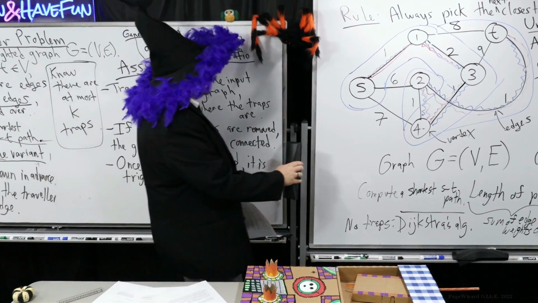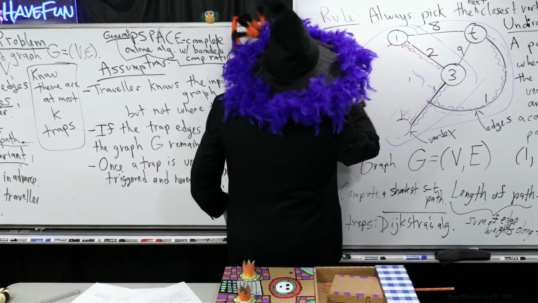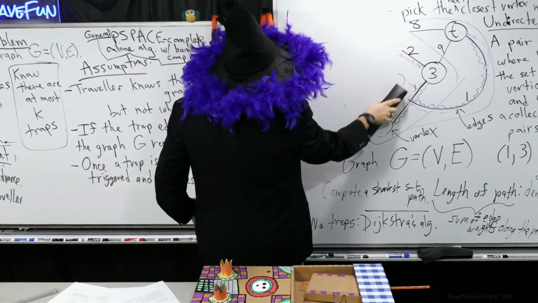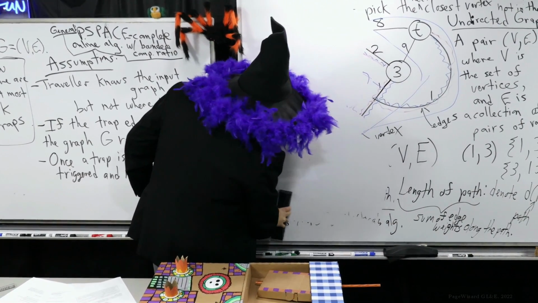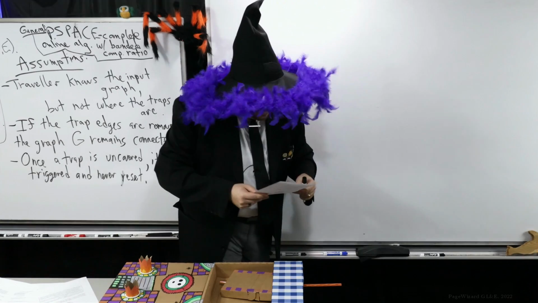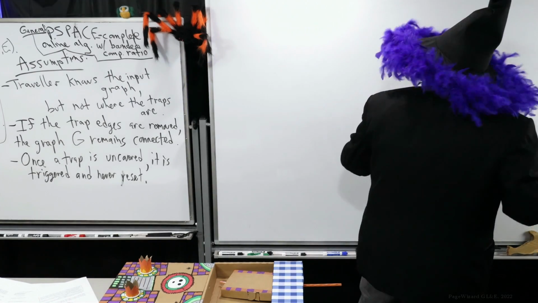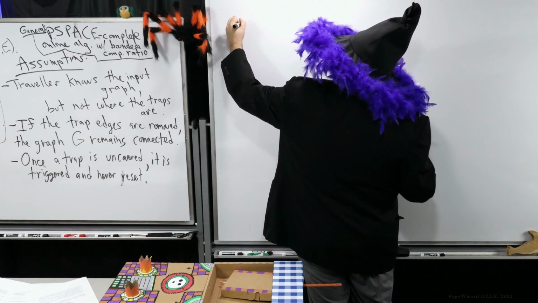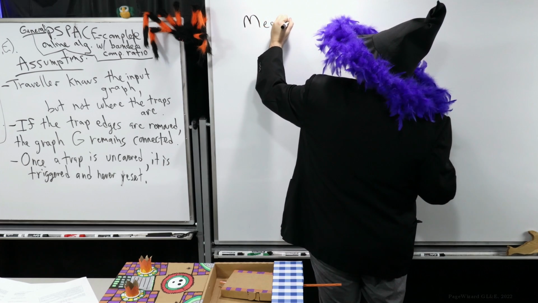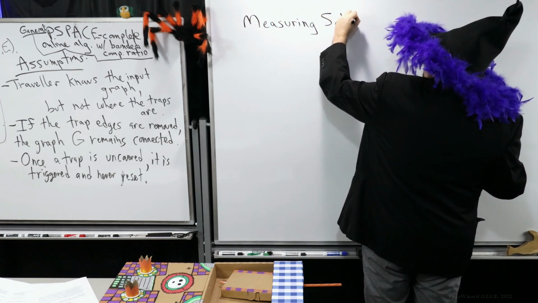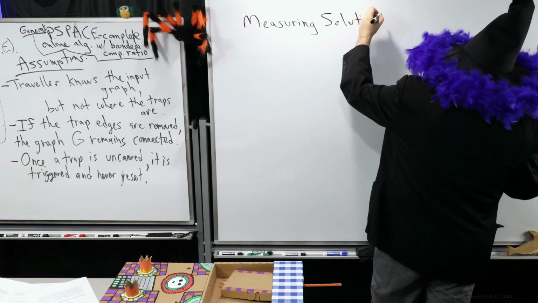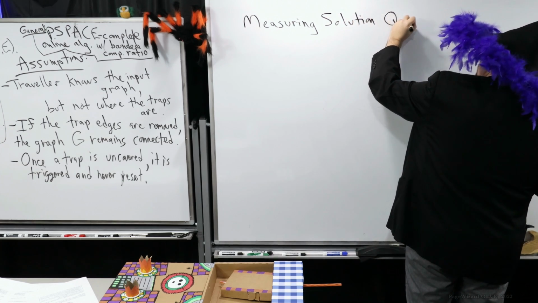So I'm going to define a couple key pieces of terminology to help us measure how good our approaches are. And you're going to find that a lot of the ideas we're going to have here are really going to be nice and simple to deploy. But I want to talk about measuring the quality of our answers. Measuring solution quality. So I'm going to introduce you to an important concept from online algorithms.